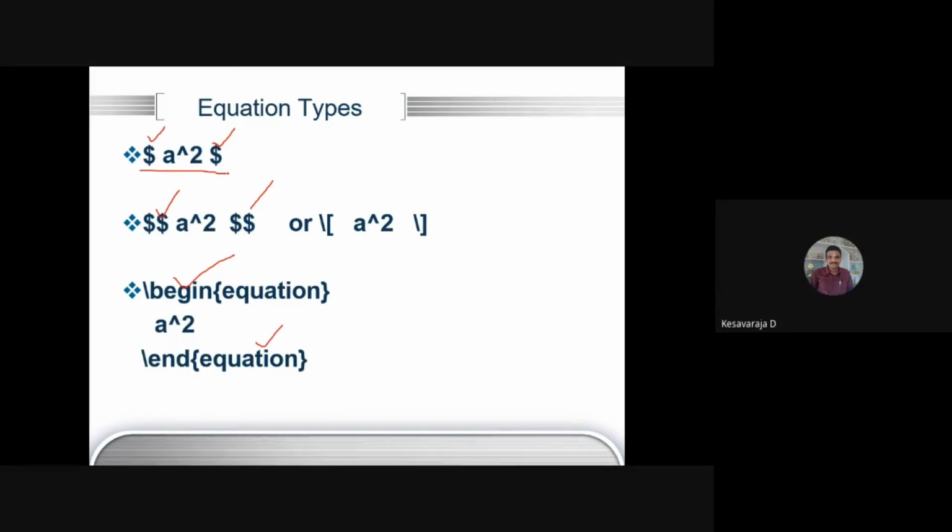Fine. If you are placing the equation on a separate line, at the center, you will use $$ and end with $$. If you place your equation on a separate line, at the center, along with an equation number, you will use a markup named \begin{equation} and \end{equation}. Inside that, you will type your equation, a power 2, that is a squared.